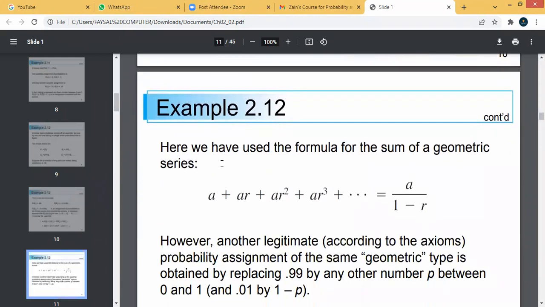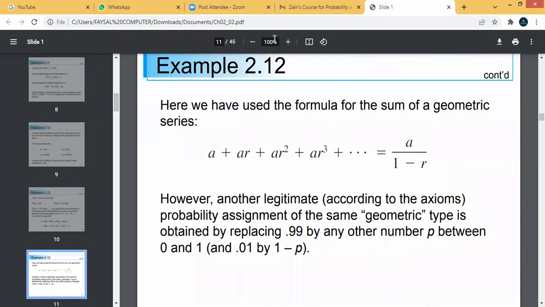Okay. Now this is the formula of geometric series. As you know, there are basically three types of series in mathematics. Any idea? Zen, any idea about series in mathematics?